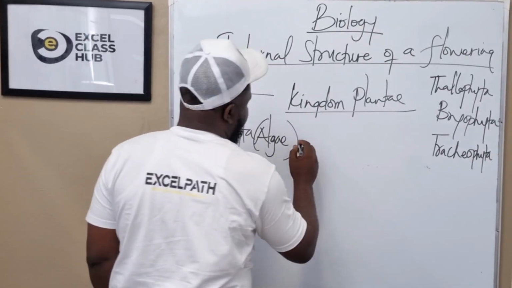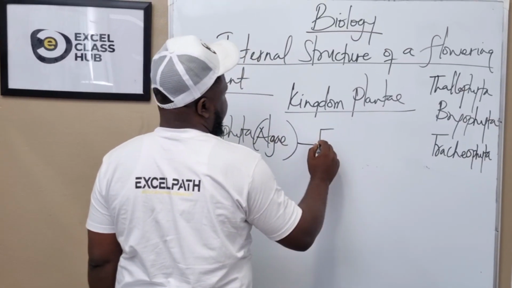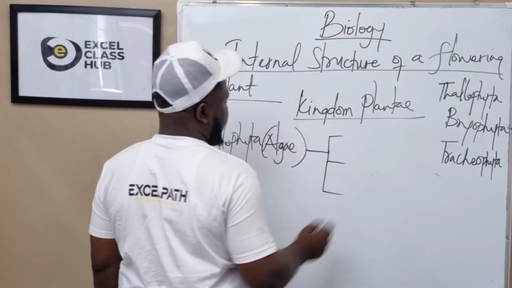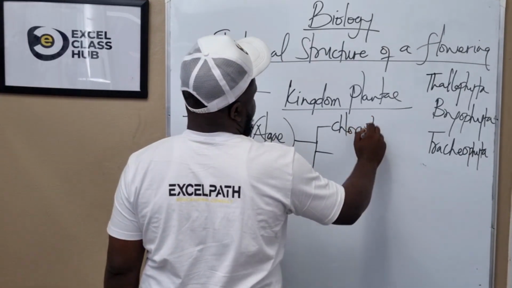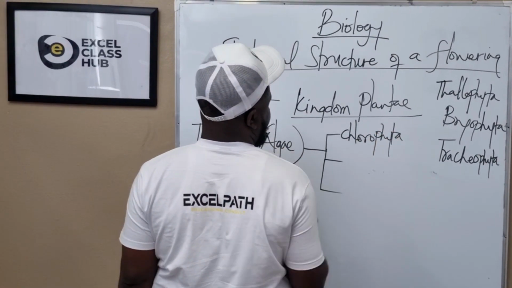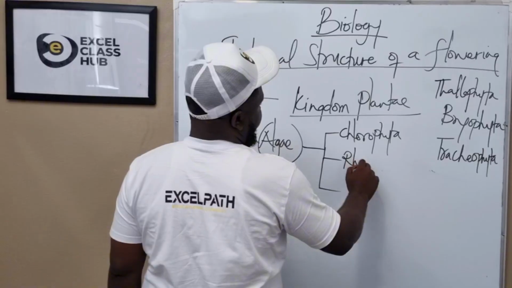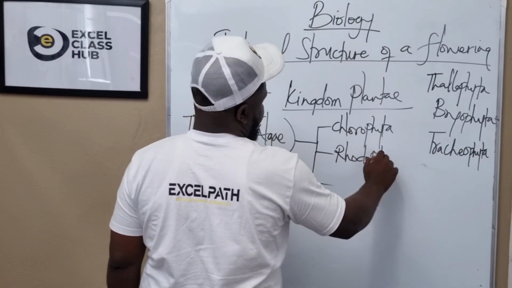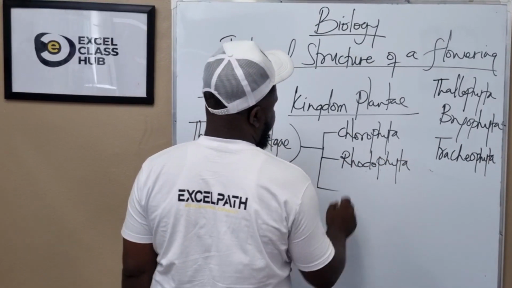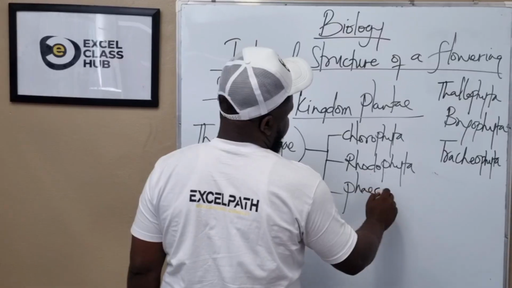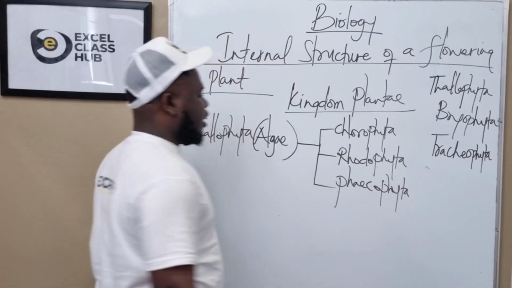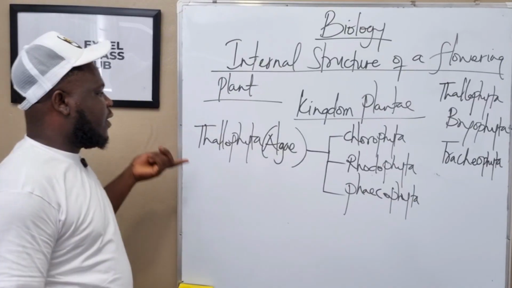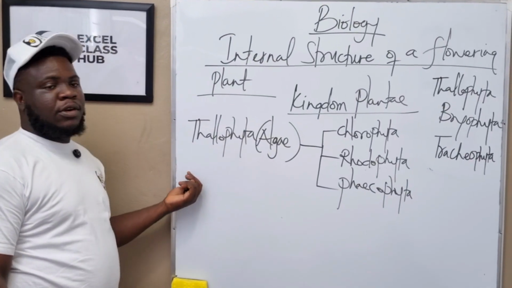They are further divided into three classes. We have Chlorophyta, Rhodophyta, and Phycophyta. So these are the three major classes under the division Thallophyta.